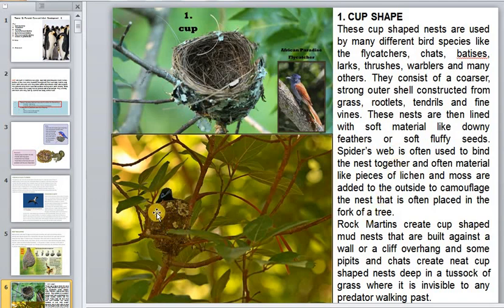Just here you see this fork, and cup-shaped mud nests, these rock martins' nests, are built against a wall or a cliff overhead, and some pipits and chats create cup-shaped nests deep in the grass where they are invisible to any predator walking past.